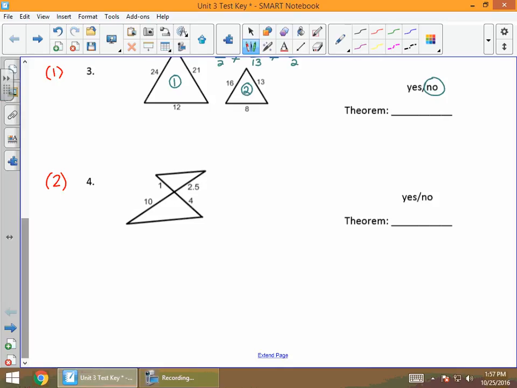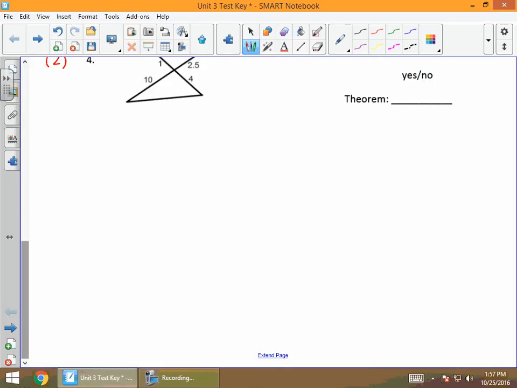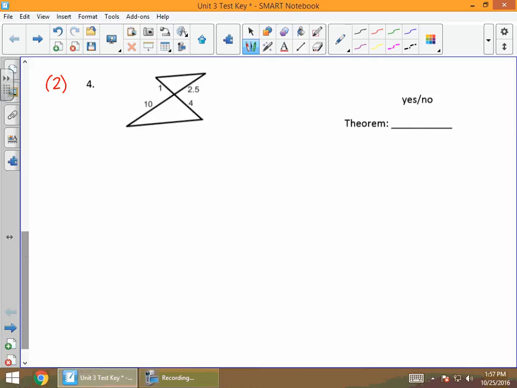And then number 4 is the last one. So number 4. These are 2 bow tie triangles. So I know this. I have vertical angles here. So I have an angle. Now I'm going to check my 2 sides. I'm going to call this one triangle 1, and this one triangle 2. Triangle 1, small to large, is 1 and 2.5. Triangle 2, small to large, is 4 and 10.